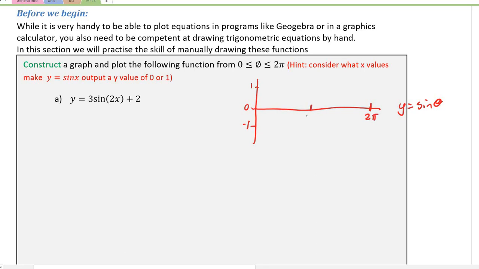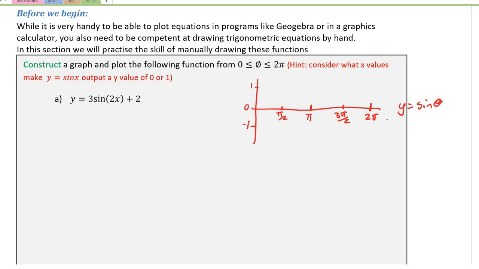Halfway, pi. Between 0 and pi, halfway would be half of pi, pi on 2. And halfway between pi and 2 pi, if we're counting in pi on 2s: pi on 2, 2 pi on 2, 3 pi on 2. So that, in other words, is 0, 90, 180, 270, 360, every 90 degrees.